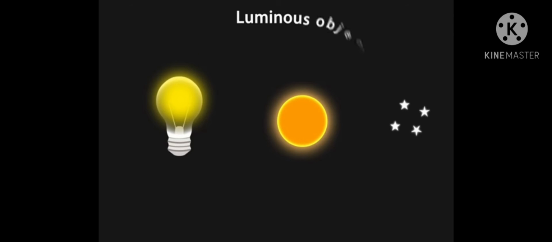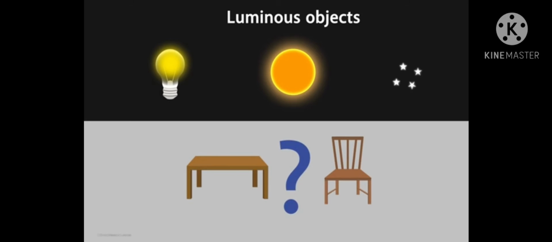What about the objects such as table, chair, book, etc., which are around us? Do they emit light on their own? The objects such as table and chair do not emit light on their own, so they are known as non-luminous bodies. Almost everything around us is non-luminous.